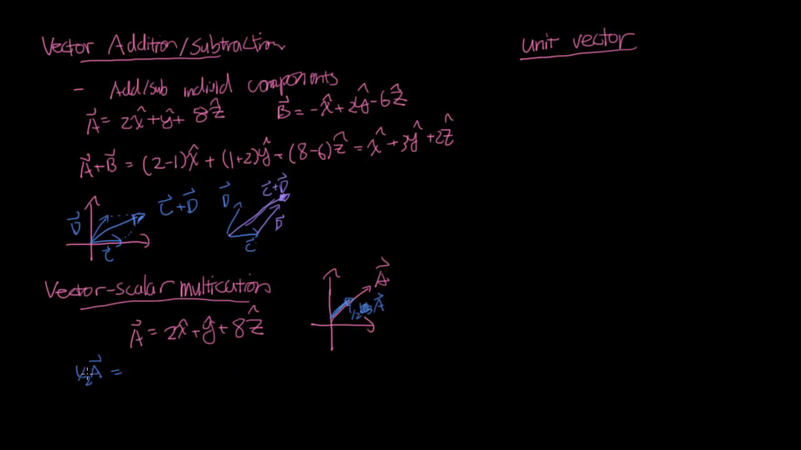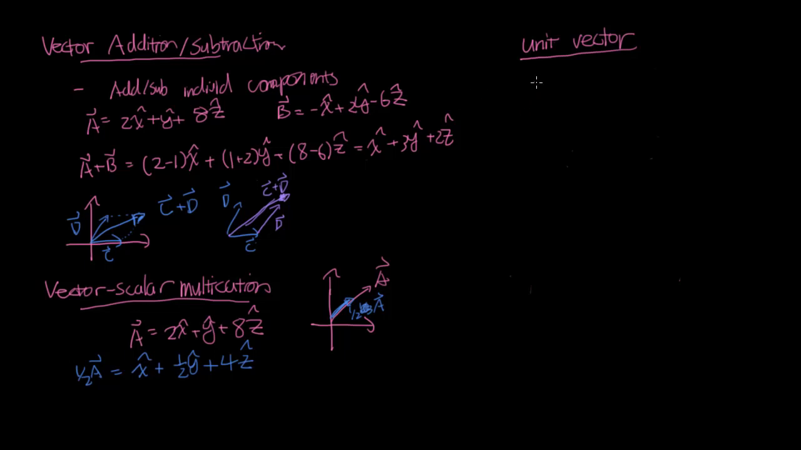If you were to do 1/2 a, you just multiply the 1/2 into each of the individual components and you're done. So that would be x hat plus 1/2 y hat plus 4z hat, and then you're done. But again, you can see there's a graphical way of viewing this, and an algebraic way to come up with a precise answer. The last thing is the unit vector.